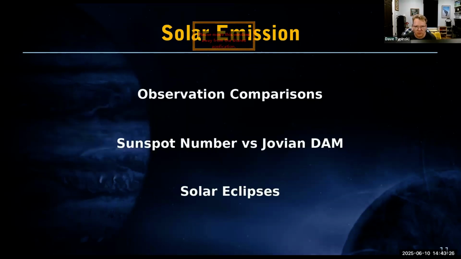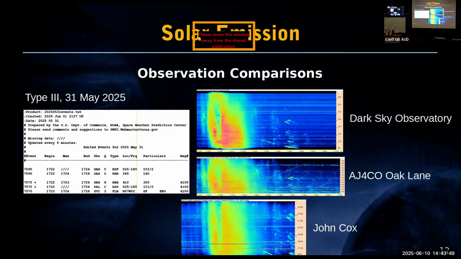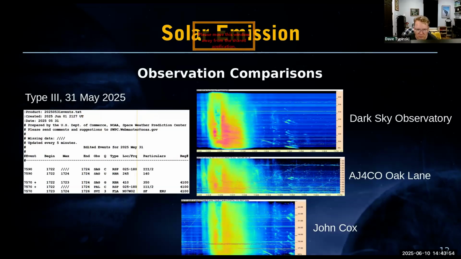Anyway, on to solar stuff. Same thing: comparing observations and how it relates to Jovian emission, and then solar eclipses, as Chuck mentioned. But here's one from just late May. This was the same Type 3 event. The SWPC didn't list any Type 2 there. It kind of looks Type 2-ish to me, kind of on the right side, but who knows? It's kind of fuzzy definitions. But again, let people participate. Let them see how their data compares.